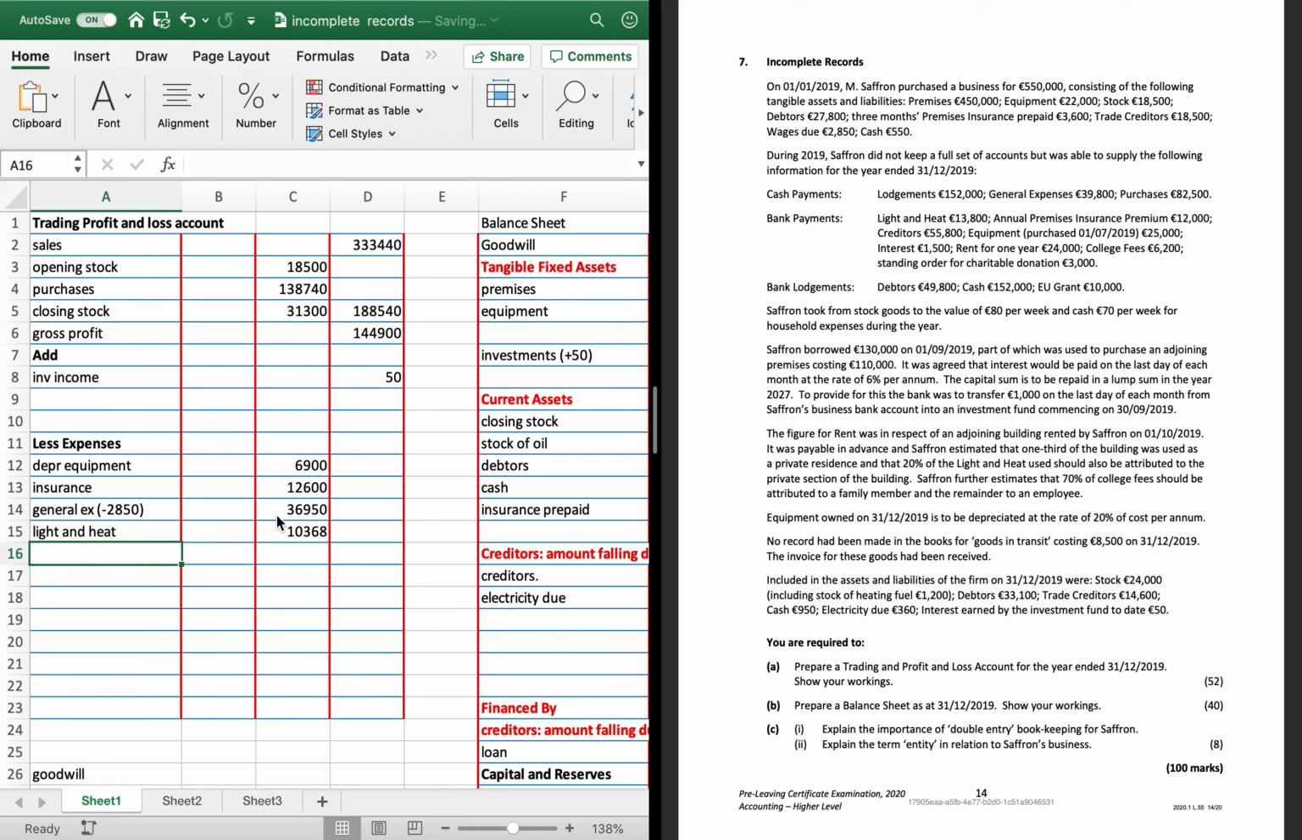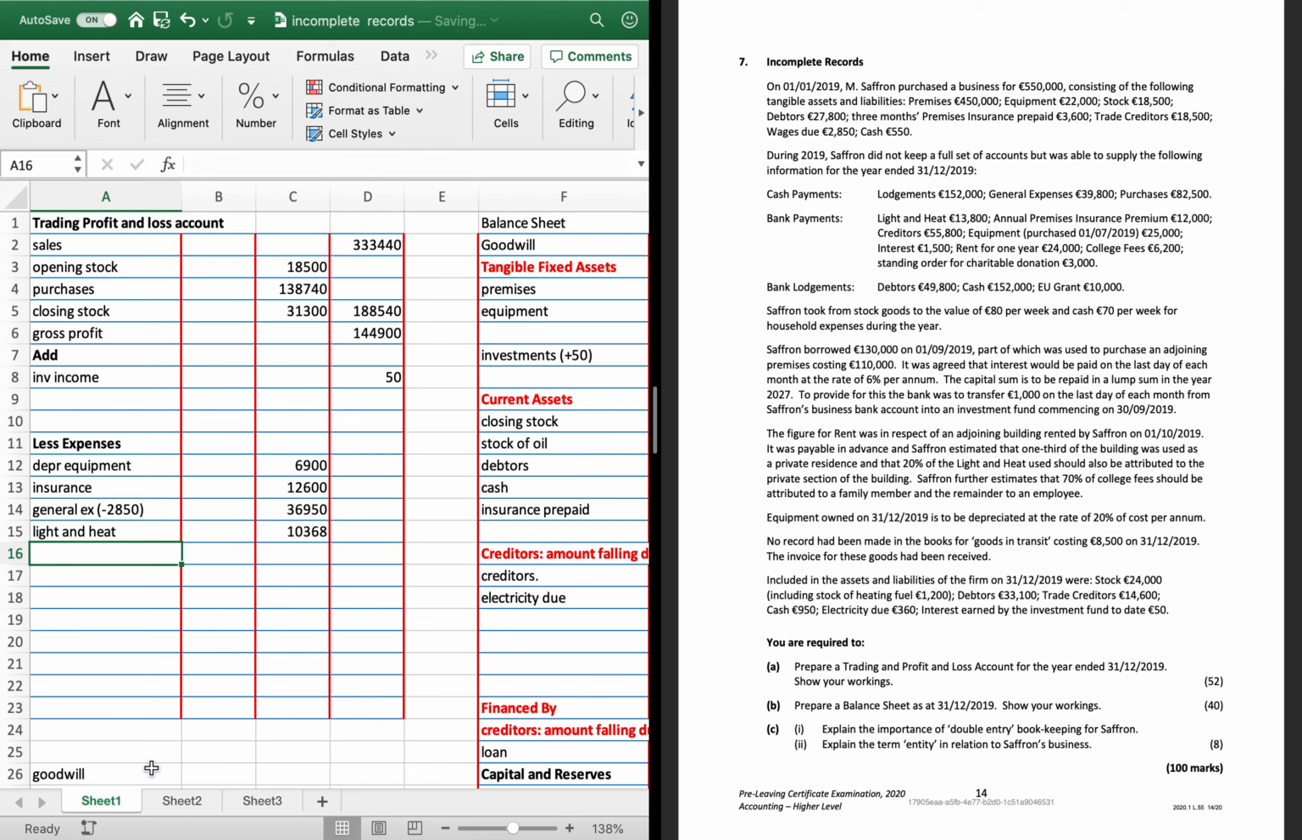Now, I'm going to do my drawings working all at the one time. Obviously, normally I'd have the drawings working open and just putting things in, but for the ease of this, I'll do it at the end. We've done our annual premises insurance, we've done our creditors, we've done our equipment, we've done our interest. Well, we haven't done our interest. I'm going to come back to that when I do my loan. So my loan will all be down here. I'll do my loan and loan interest in that.